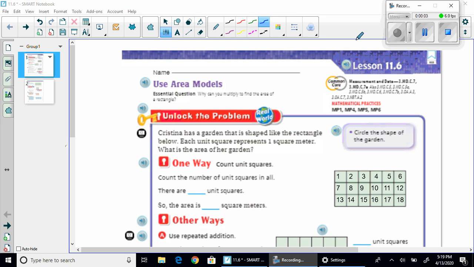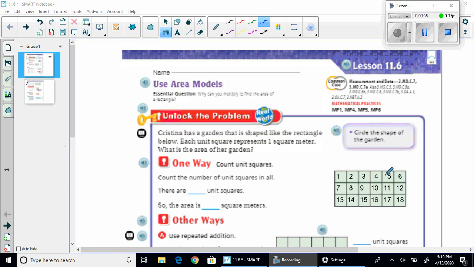Okay, lesson 11.6, using area models. All right, so today's lesson is going to look a lot like when we did arrays. If you remember back to chapter 9, when we were learning about arrays, we remember that for an array, we have rows and we have columns. And instead of adding up every single little square in an array, we can multiply our rows by our columns, and that will tell us how many we have in all.